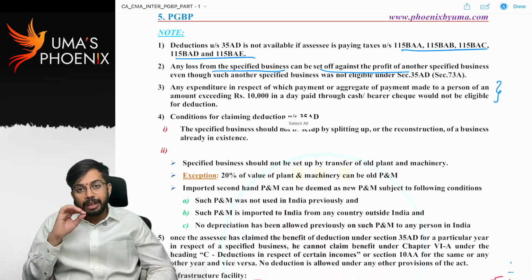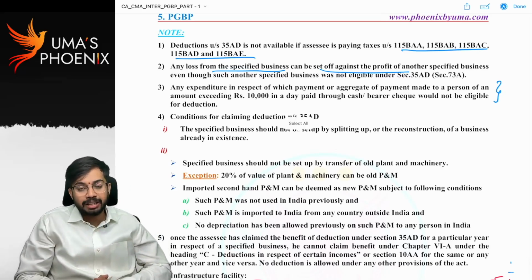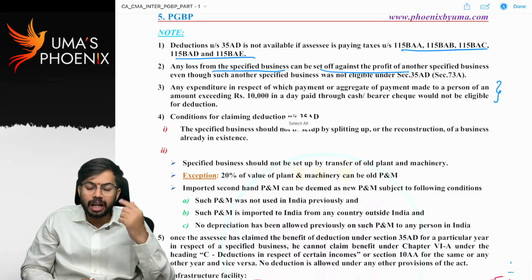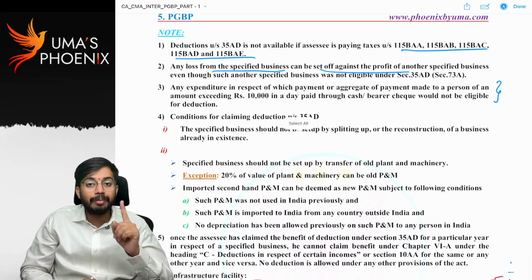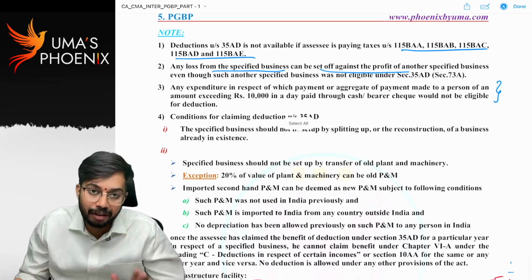So generally for specified business, both revenue expenditure and capital expenditure is allowed as deduction. But if you are making payment of more than 10,000 rupees to a single person in a single day, you should make payment by way of bank transaction. If you are making cash payment, it is not allowed as deduction. Only bank payment is allowed as deduction.